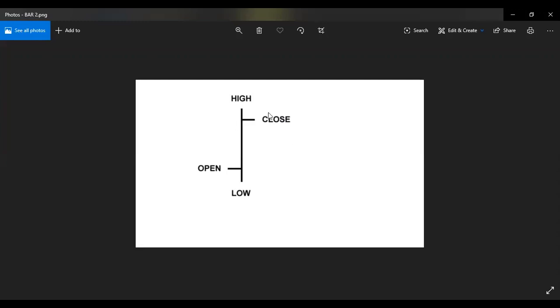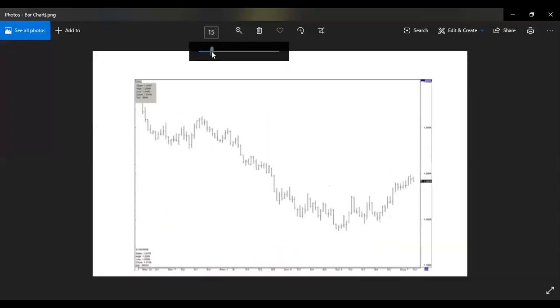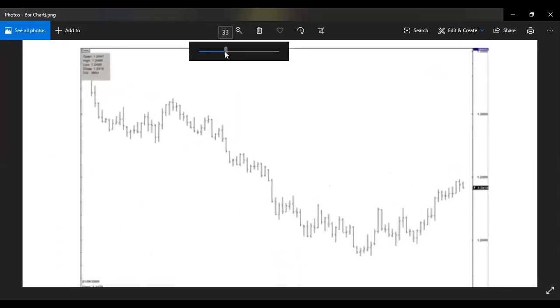So this is what a typical bar chart or a bar will show you. It will show you the open, the close, the high and the low as well. Just like I said earlier, if you can still see my screen, this is a typical bar chart for you.